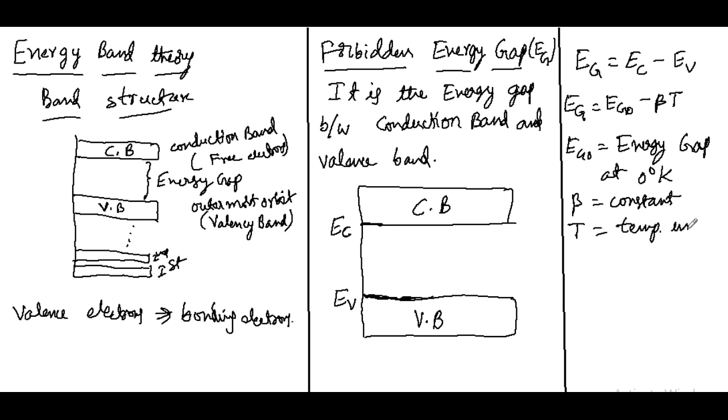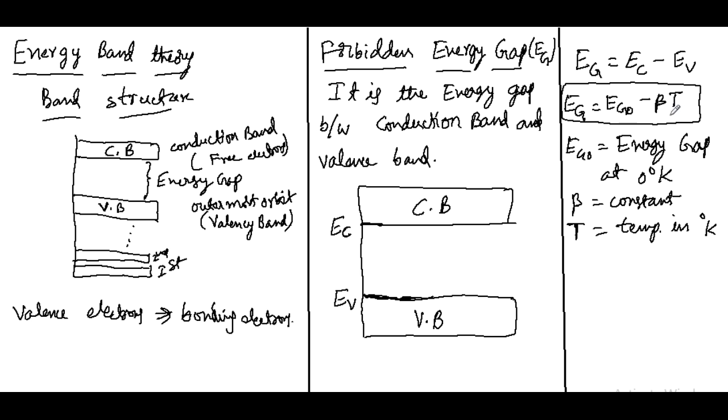From now onwards, remember, wherever T is there, we have to take the temperature in kelvins only, not in centigrade. So always write it in terms of kelvins. Your energy gap of any atom is defined from this equation: Eg naught minus beta T. Eg naught is the energy gap at 0 degrees kelvin, beta is a constant value, and T is the temperature in kelvins.